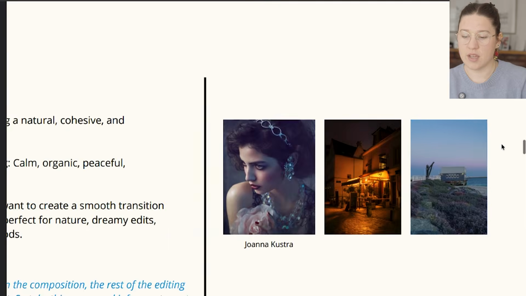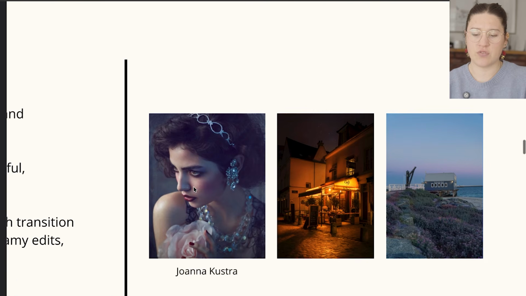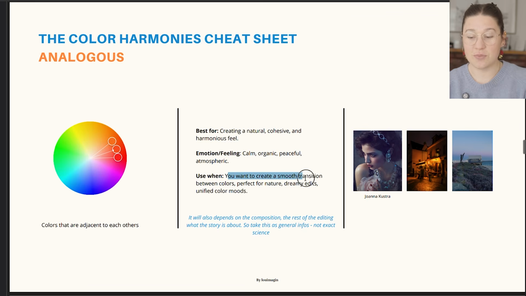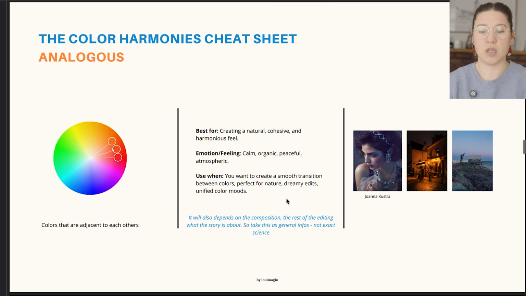And here you can see two of my photos. Here, this is an image from Joanna Kustra, and you can see that in those kind of images there is no tension with the colors. So yeah, if you want to create smooth transitions between colors, it's perfect for nature, dreamy edits, unified color moods. You know, something where you don't want the viewer to be overwhelmed. Analogous could be a good color harmony for that.